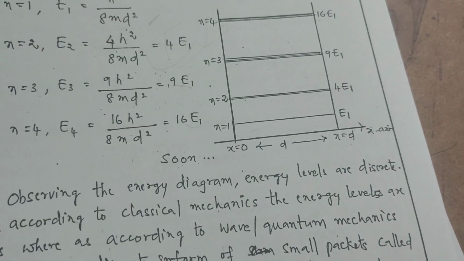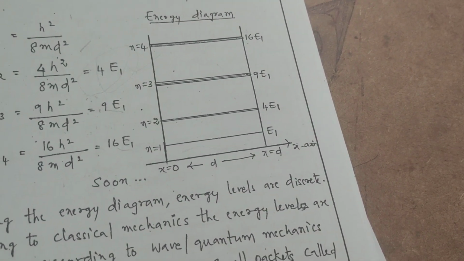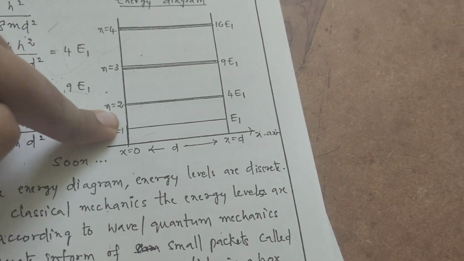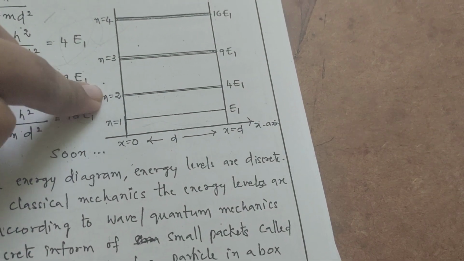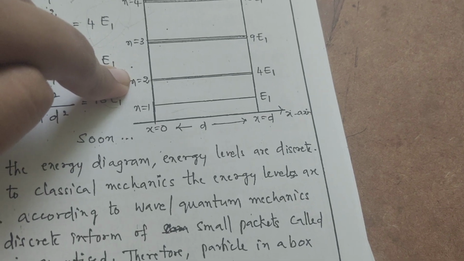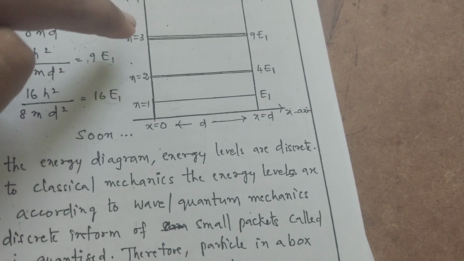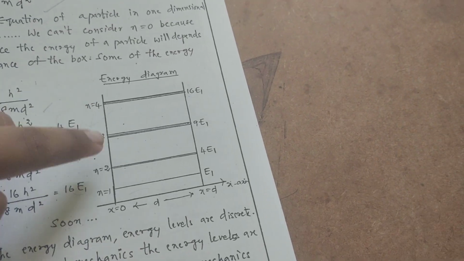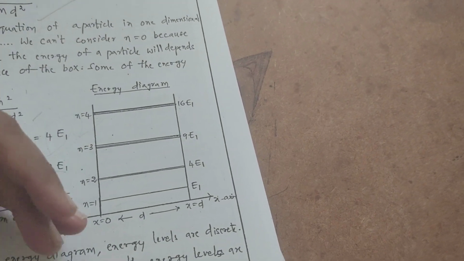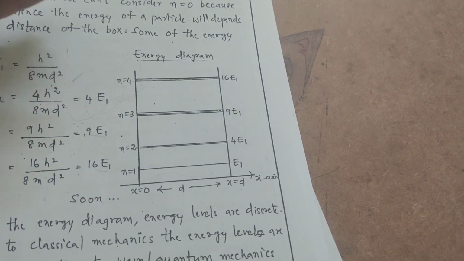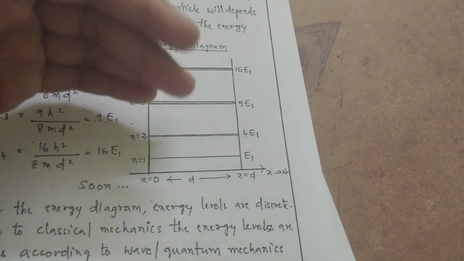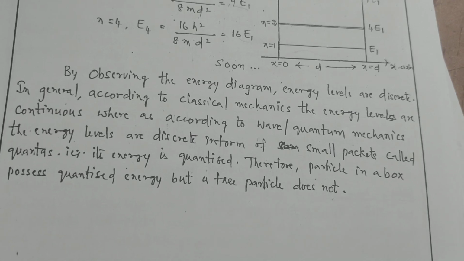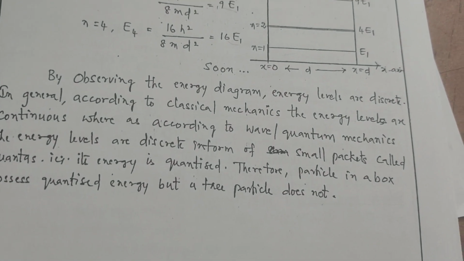Here we can see the energy diagram. In E1 we are going to get only one line. In the next levels we get more lines. So in this way, as the n value increases, the lines also increase. These are the energy levels. So by observing the energy diagram, the energy levels are discrete.